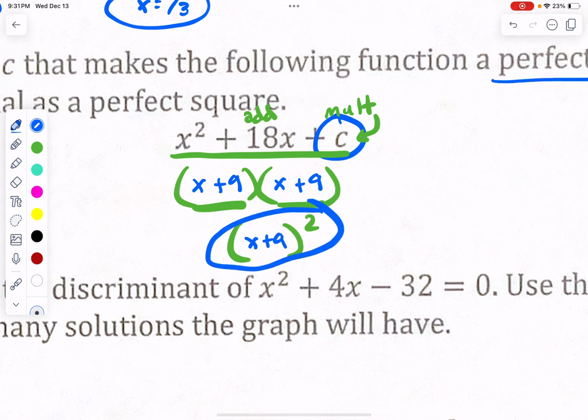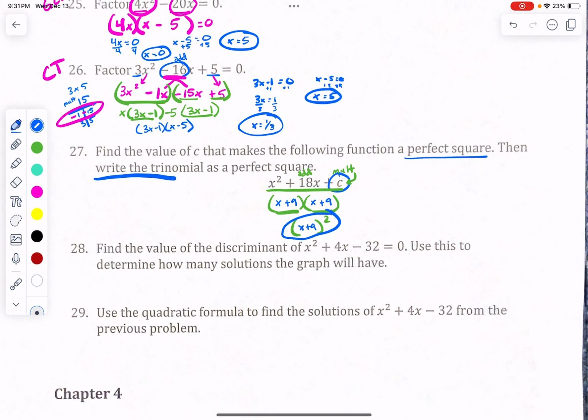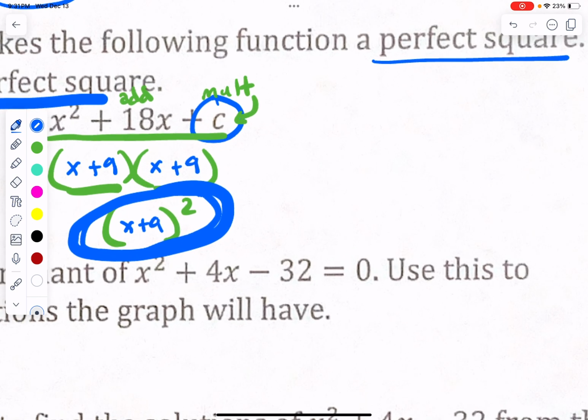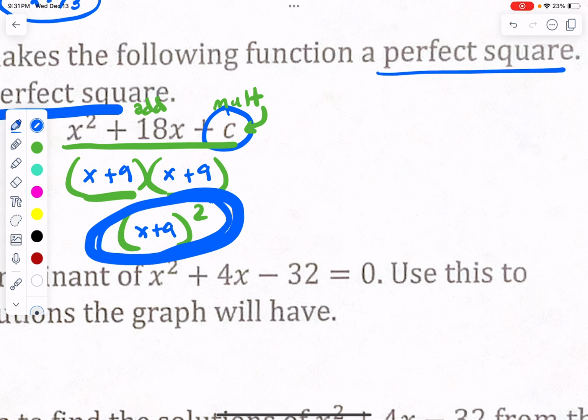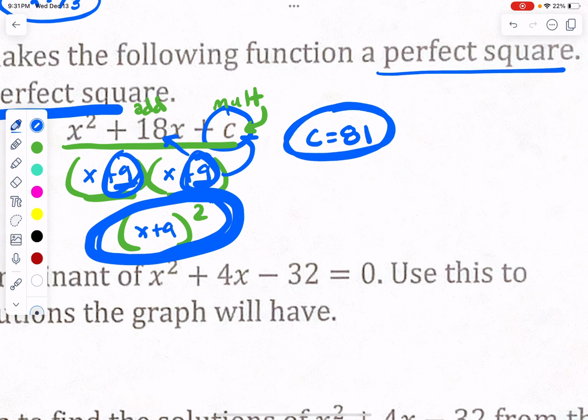They want me to write the trinomial as a perfect square. X plus 9 squared, that's that part. Now, we still have to find the value of c. I usually do that last. If this one's 9 and this one's 9, 9 plus 9 gives me 18, but 9 times 9 will give me this number, and that is 81. So my c value is 81, and then I can write it as this bubble squared.